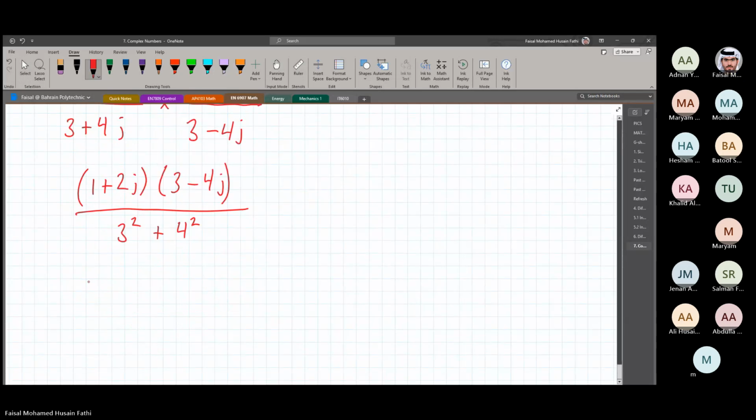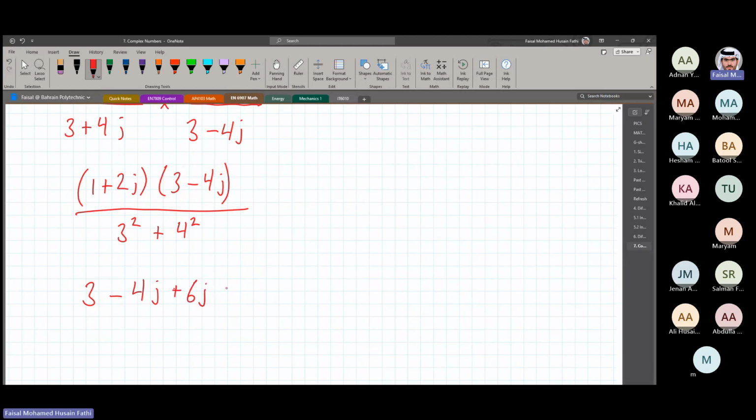Distribute. 1 into 3 is 3. 1 into minus 4j is minus 4j. 2j into 3 is 6j. 2j into minus 4j is 2 into minus 4, which is minus 8j squared, all over 3 squared plus 4 squared, where 3 squared is 9 and 4 squared is 16.